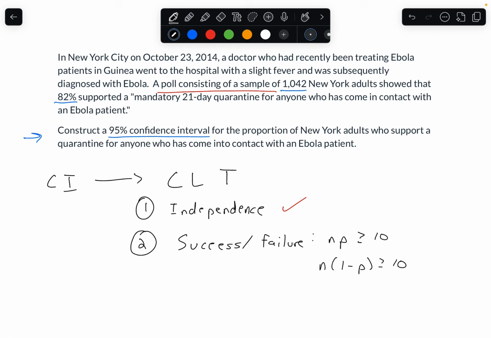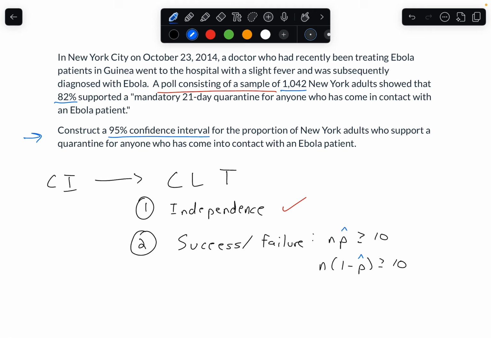Now, in this case, I don't actually have p. p is the population proportion, and that's actually what we're trying to estimate in this problem. We want to build this confidence interval for the proportion of New York adults who support this quarantine period. I don't know what p is, and this is the case most of the time. So in these cases, if I don't know what p is, we are going to use p hat as a stand-in for p. So we're going to substitute p hat for p in basically all of our formulas that we might require for the central limit theorem and things like that.